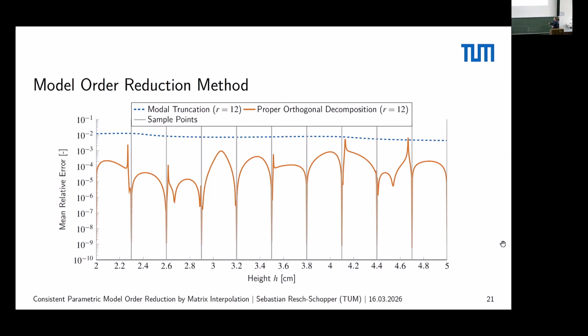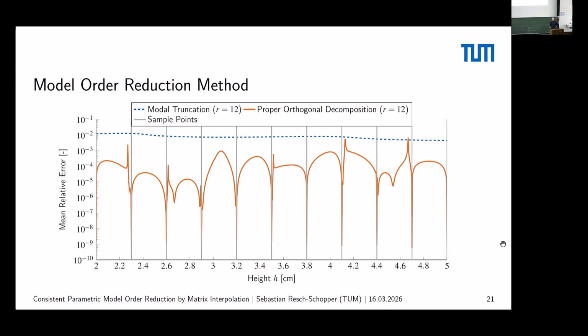So the y-axis shows you the mean relative error. So I'm not showing here any transfer functions. I already condensed the error between the full and the reduced solution for each parameter point into one scalar value. And on the first glance, it seems as if POD works better than modal truncation because it gives a lower error in the whole range. But you can see that it's just very accurate at the sample points. And in between, the error increases quite drastically, sometimes up to 7 orders of magnitude.